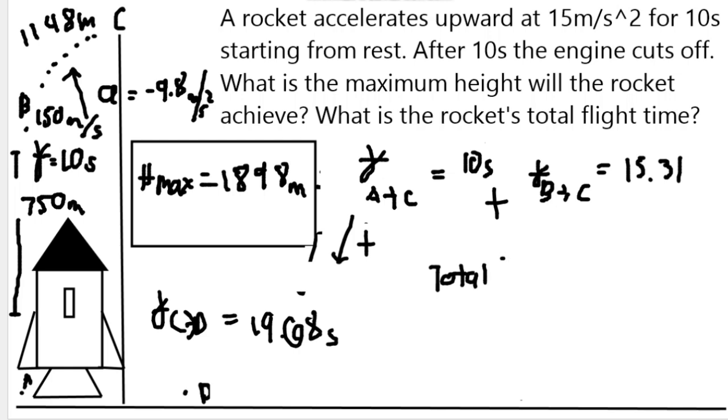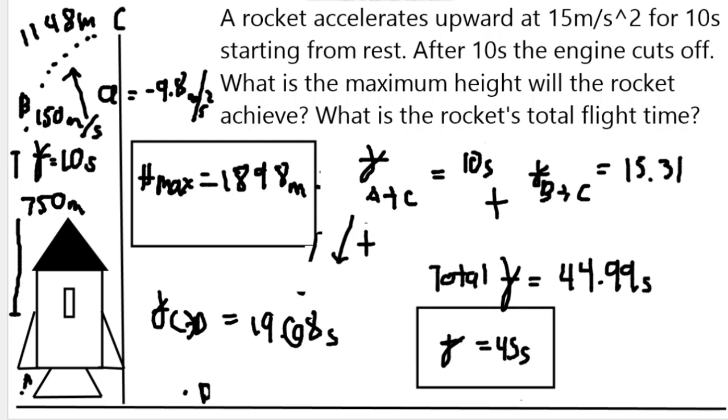So the rocket's total flight time we can calculate by adding all of this: the time from A to C, from B to C, and the time from C to D. So we can just approximate it to 45 seconds. So that's it. That's the total flight time of the rocket.